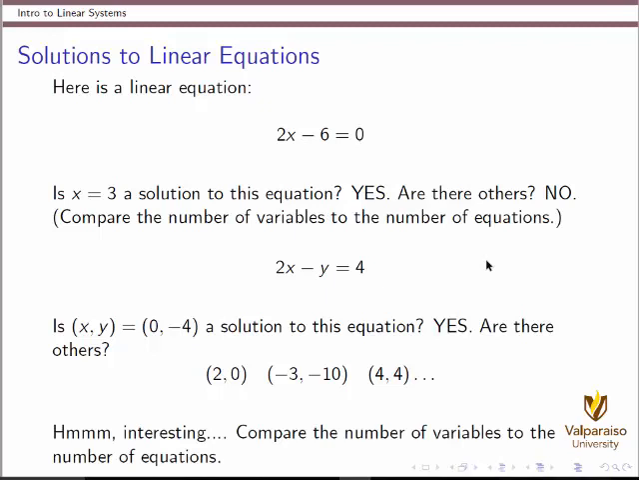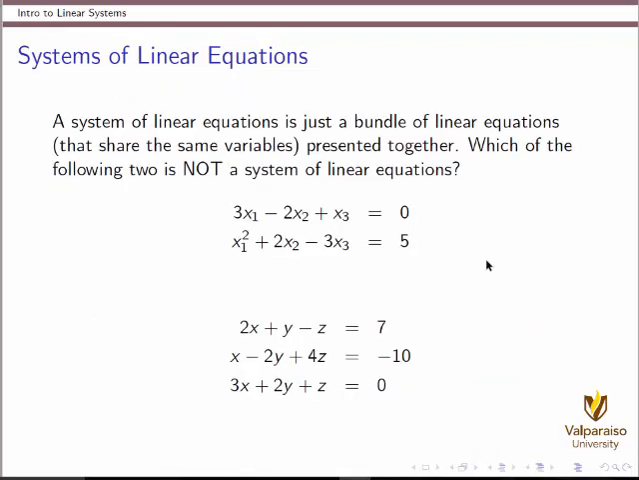So we had one linear equation that had one and only one solution. Next we had one linear equation that has lots of solutions. What's different? Interesting. Now a system of linear equations is what you get if you take a bunch of linear equations and put them together and say, hey, consider these as a package.